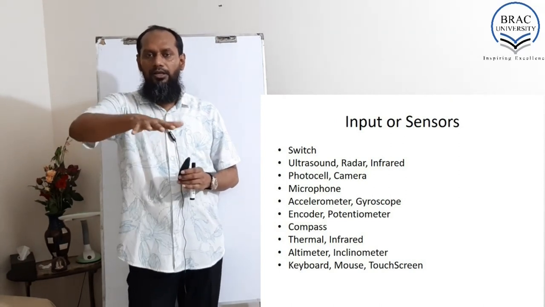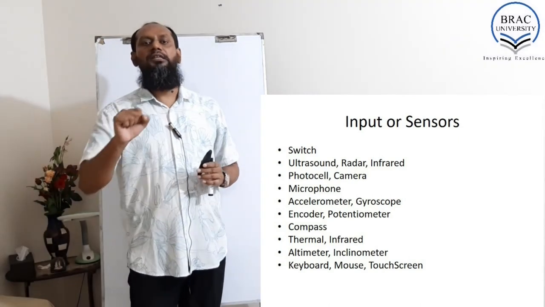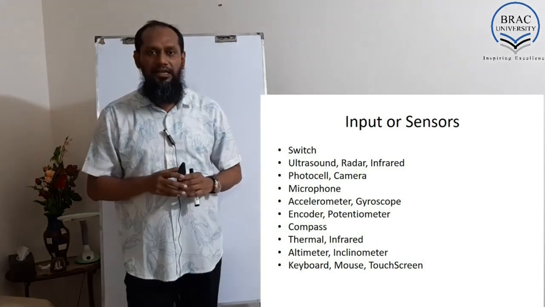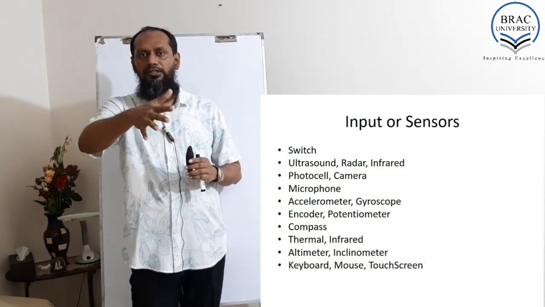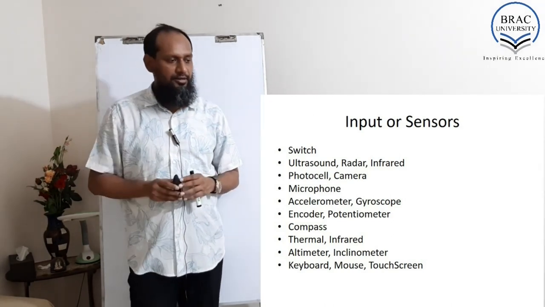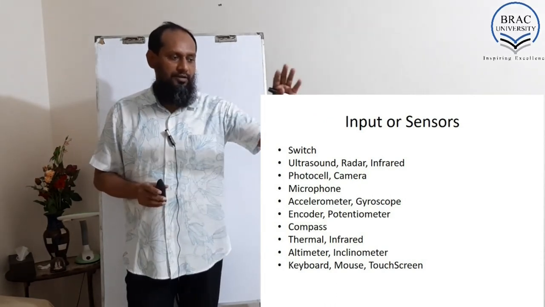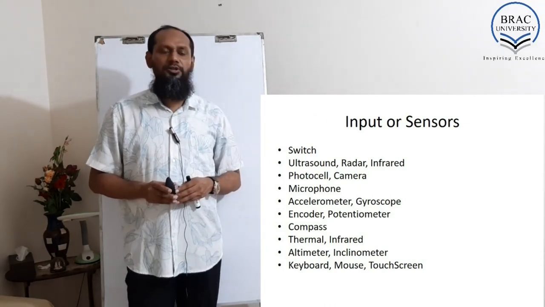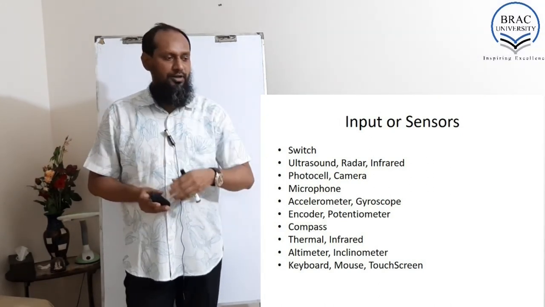The accelerometer is measuring the acceleration, how fast you are accelerating. And the gyroscope is used for tilt and some other things. So these sensors are available in the current market. All these sensors are available. Encoder, potentiometer, compass, of course, digital compass is available inside your mobile phone.